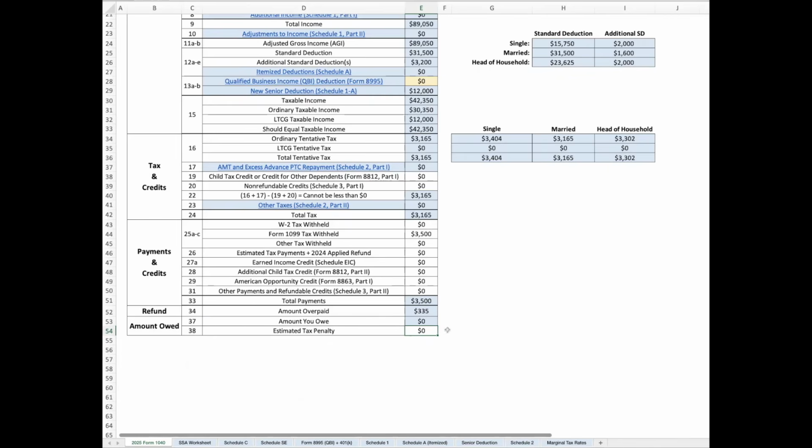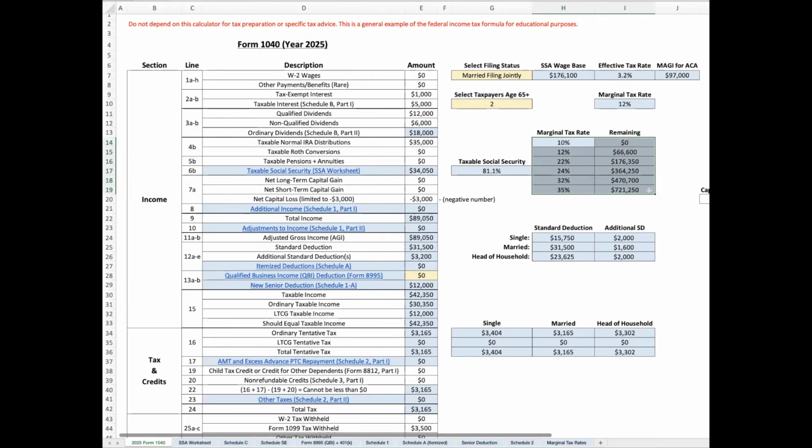Before we jump to the next example with self-employment, I want to show you the marginal tax rate chart above. This chart here shows us how much more room is available within each marginal federal tax bracket for ordinary income. For example, the top of the 12% marginal tax bracket is ordinary taxable income of $96,950, and our current ordinary taxable income is $30,350, with a difference of $66,600.